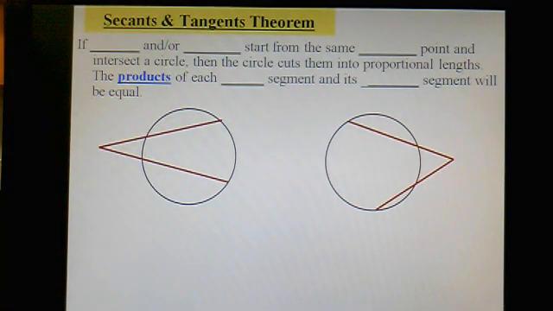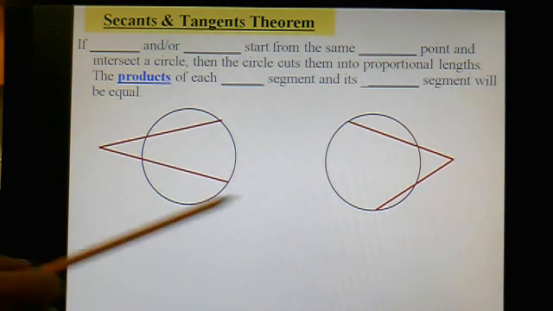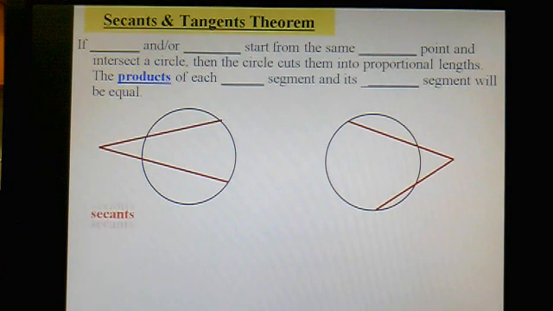If you did your homework, it required that you look up and do a little bit of reading on one page to see these two theorems. One relates to two secants, like you'll see in these two drawings. You've got a pair of secants. So that's the first situation.